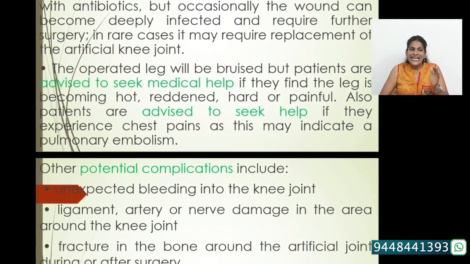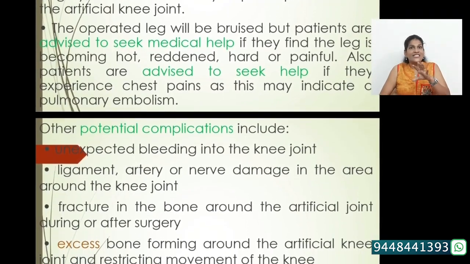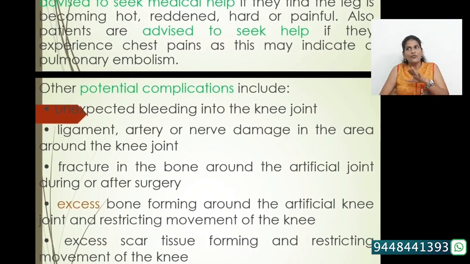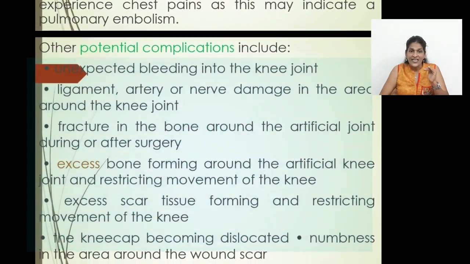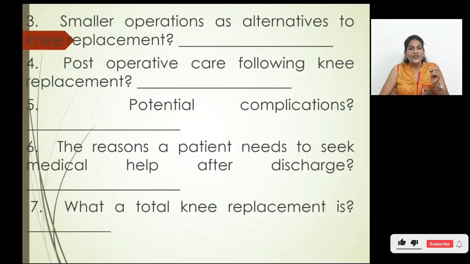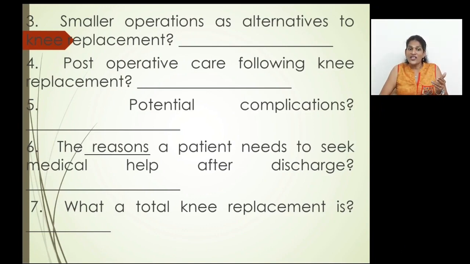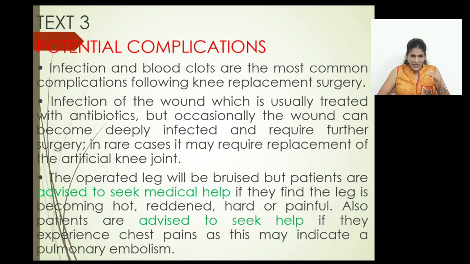That comes in Text 3 because the subheading is "Complication." So, potential complication. This is in Text 3. Then comes the reason a patient needs to seek medical help after discharge. So after discharge, complications. We have written there, patients are advised to seek help. That's why I underlined it in green ink so that it is easy for you. That comes in Text 3.